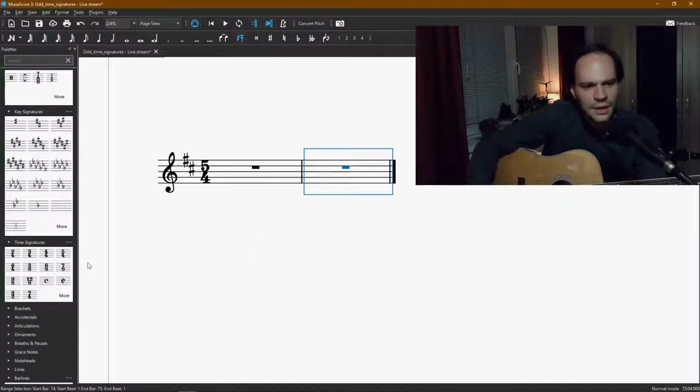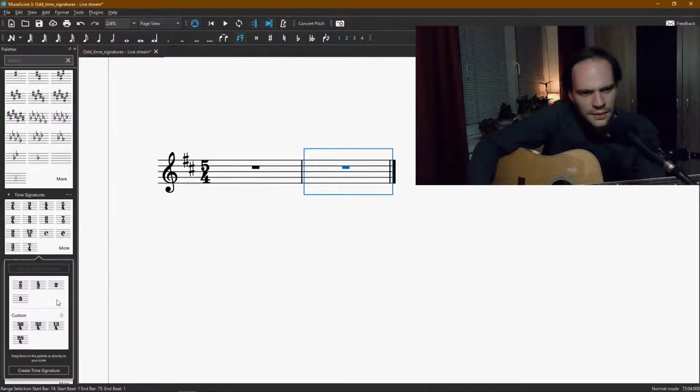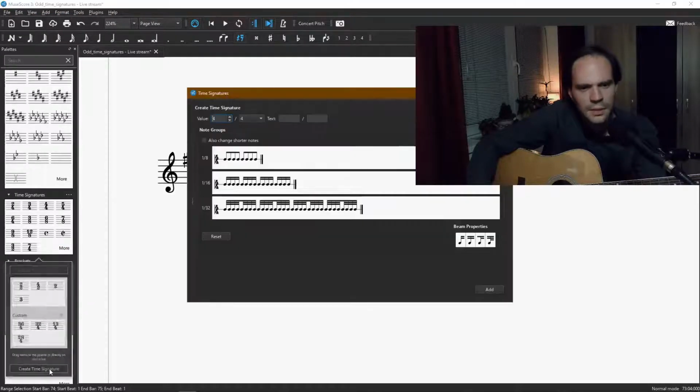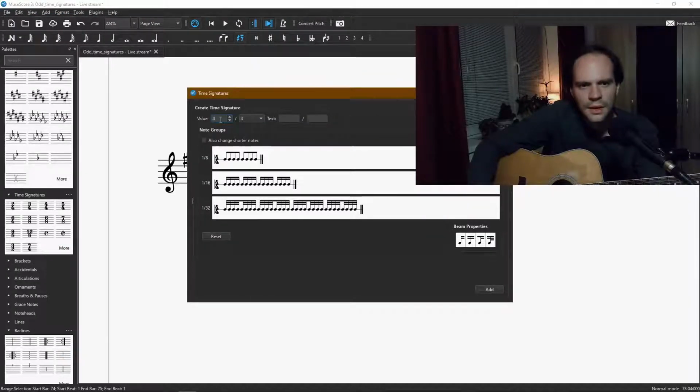And here I'm going to add a 5/8 time signature, but I don't see it in my regular group, so I'm going to make a new time signature here. 5/8 notes. There we go. And it should be added now.